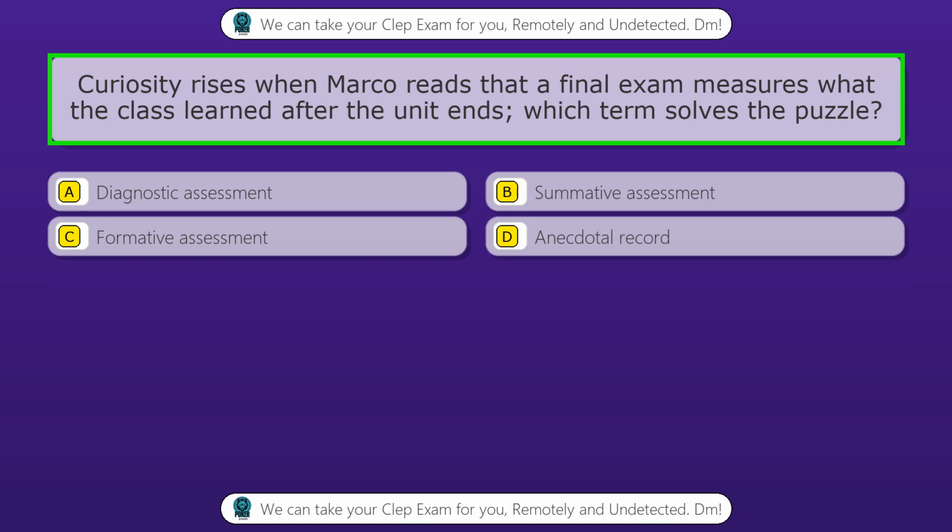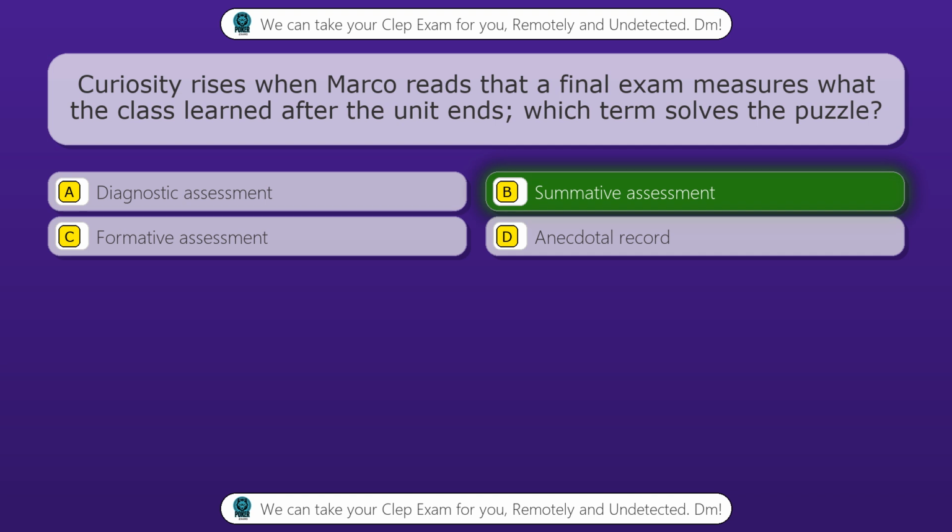Question 53. Curiosity rises when Marco reads that a final exam measures what the class learned after the unit ends. Which term solves the puzzle? Option A, diagnostic assessment. Option B, summative assessment. Option C, formative assessment. Option D, anecdotal record. The correct answer is option B, summative assessment.